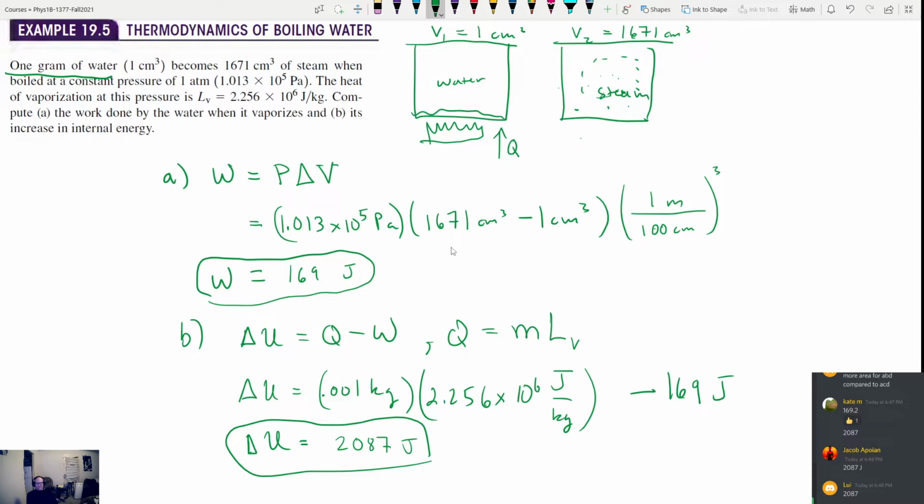Okay, so the increase in internal energy, 2,087 joules. A little more internal energy when it's in a gas form, which makes sense. The gas molecules have a lot more freedom to move around and can move faster. So there's more internal energy, which is like more kinetic energy, basically.